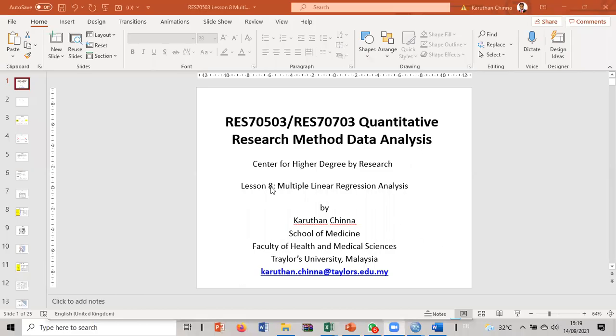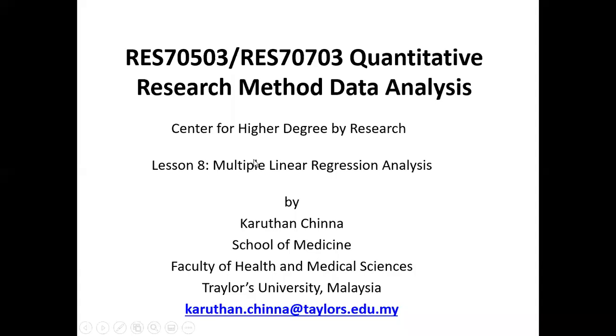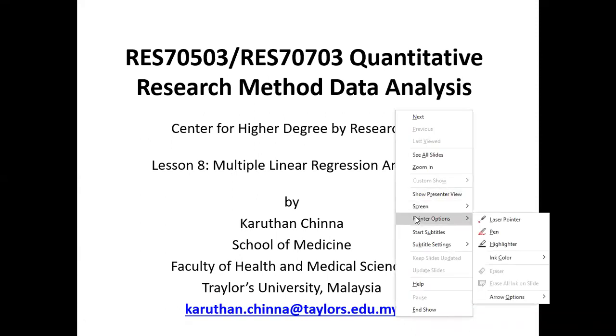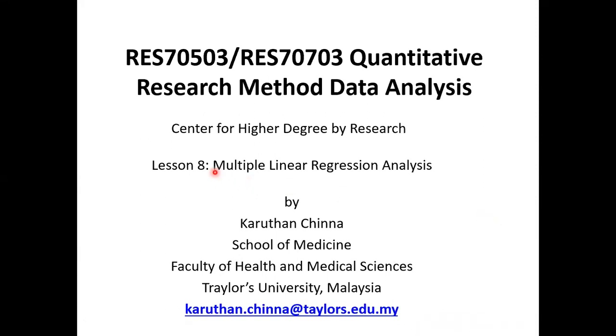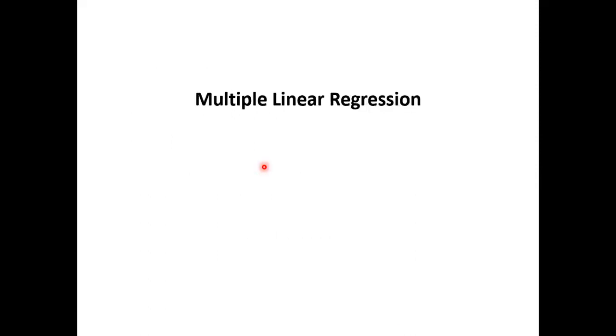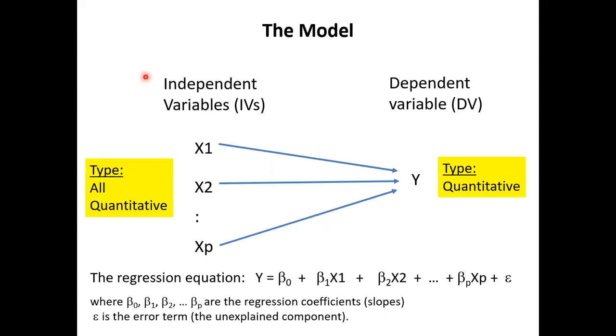Okay, last week we did simple linear regression. We call it bivariate, simple linear regression. That means one predictor. Now we're going to add more than one predictor, so it's called multiple linear regression. So that's what we're going to do today, multiple. What do you mean multiple? That means multiple predictors, or multiple independent variables, and one dependent variable.